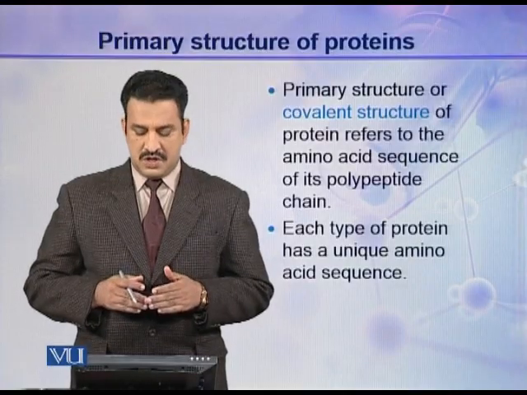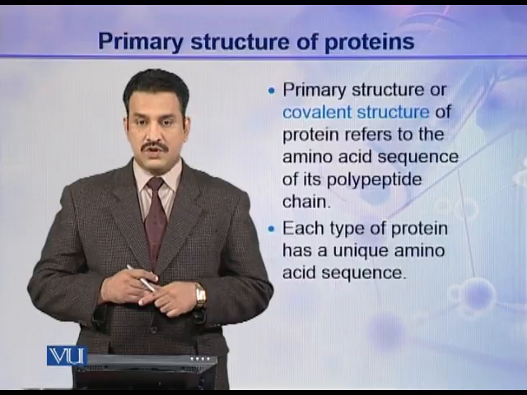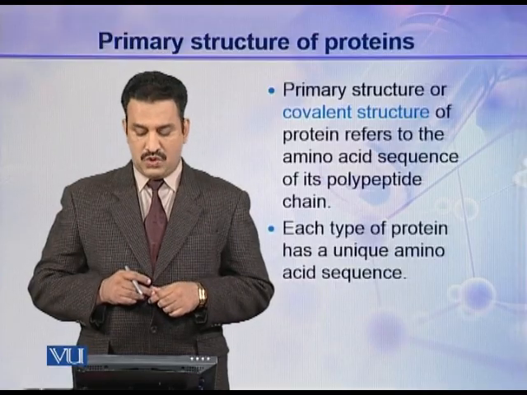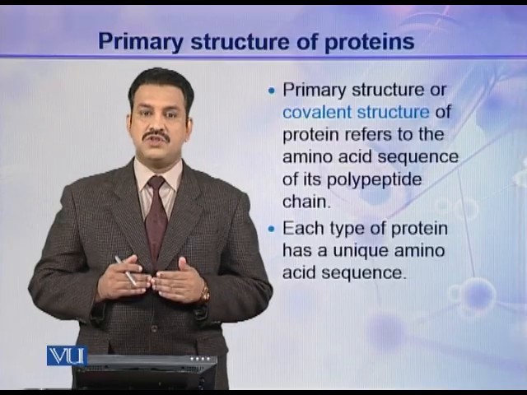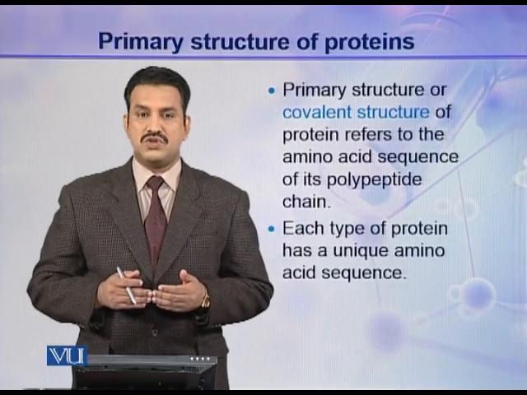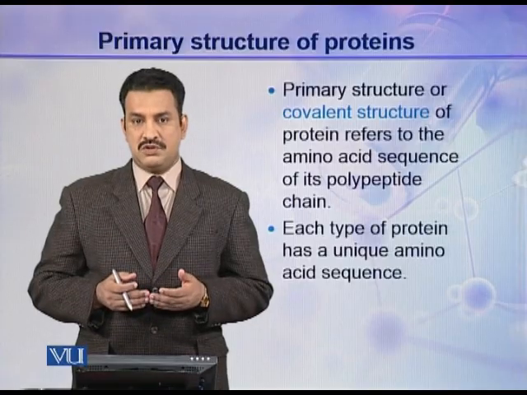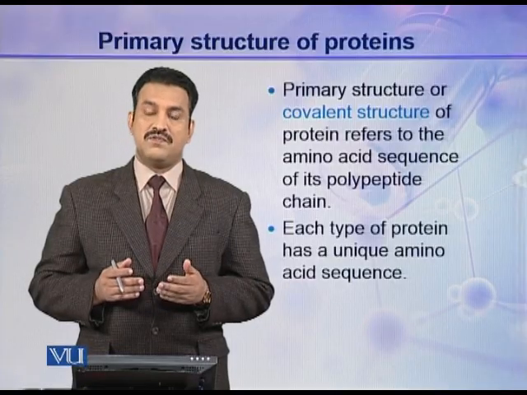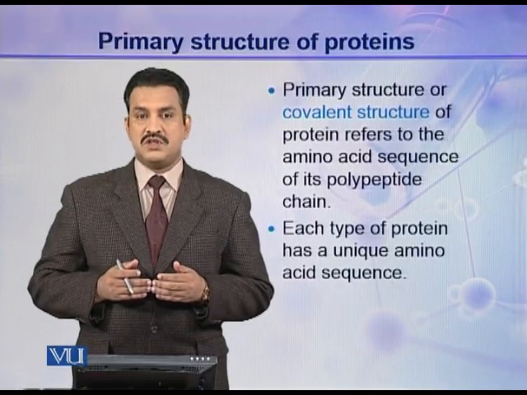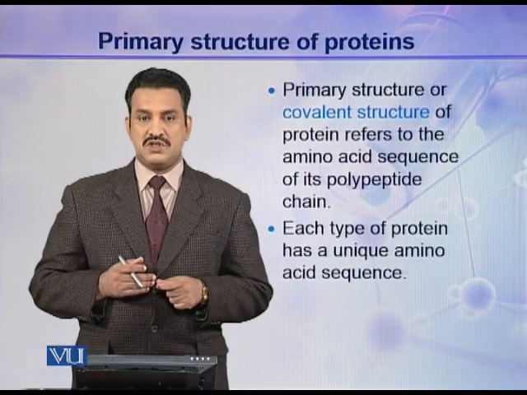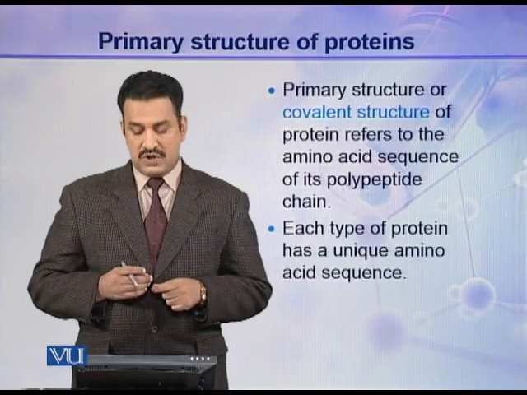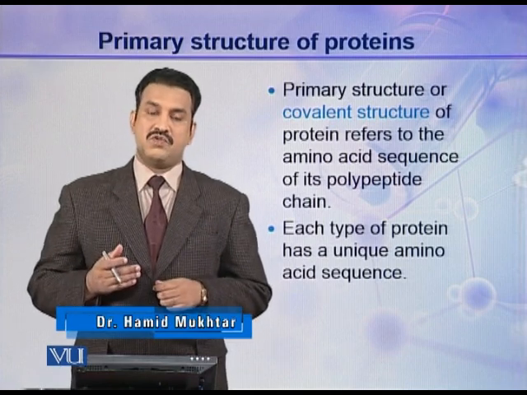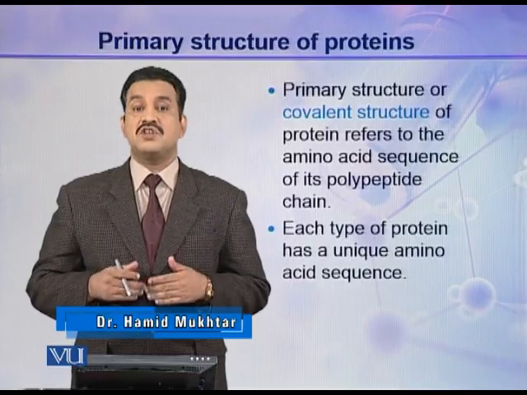Primary structure is also called the covalent structure of proteins, and it refers to the amino acid sequence of its polypeptide chain. There are thousands of proteins present in nature. All the proteins are different from each other. So how are they different from each other? They are different only on the basis of their amino acid sequence. Every protein has a unique amino acid sequence, and if this sequence is changed, the protein is entirely changed.